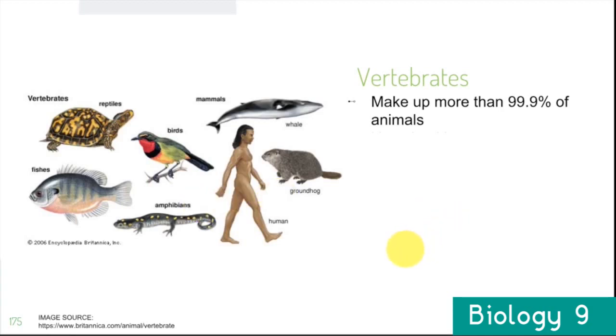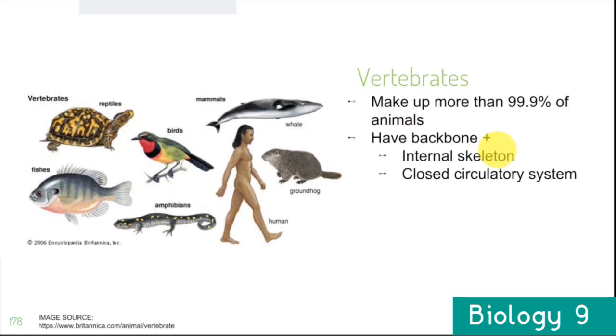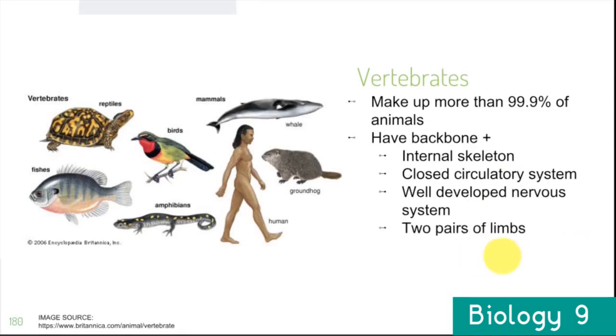Hopefully that's clear now. So the vertebrates have got a backbone, an internal skeleton, not an exoskeleton, a closed circulatory system, a well-developed nervous system, and 2 pairs of limbs. All of them have got these characteristics. They also have kidneys, which they use as excretory organs.